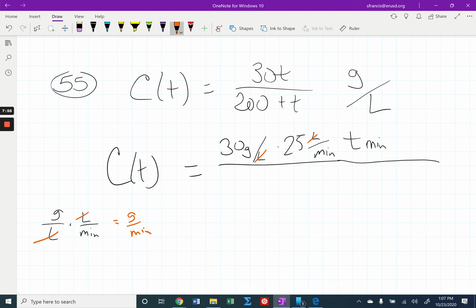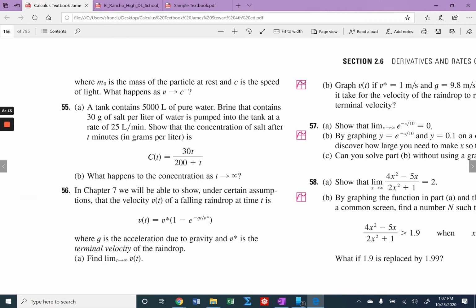Because if I multiply this by t minutes, now the minutes are going to cancel, and I'm going to have 30 times 25 times t grams. Grams are the only units left up here, which is what I want. I want grams on top. So I have the numerator with the correct units. Hopefully this works out the way it's supposed to. Let's go to the denominator.